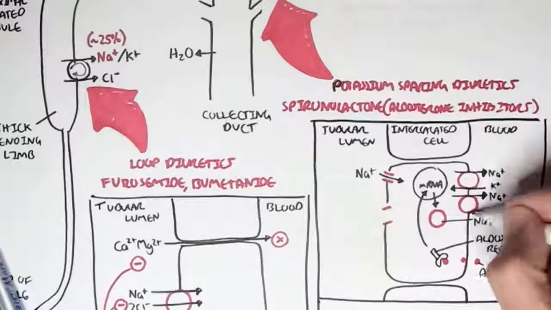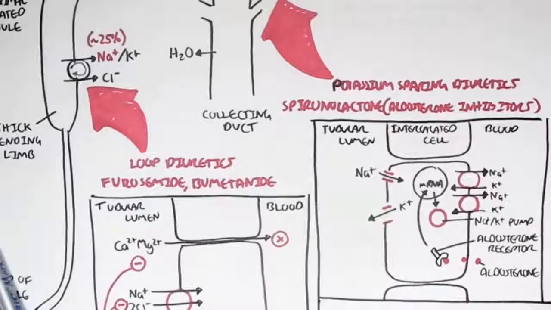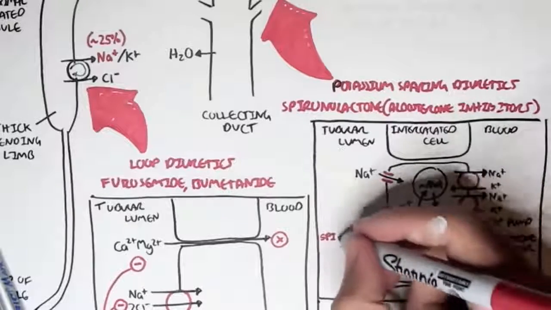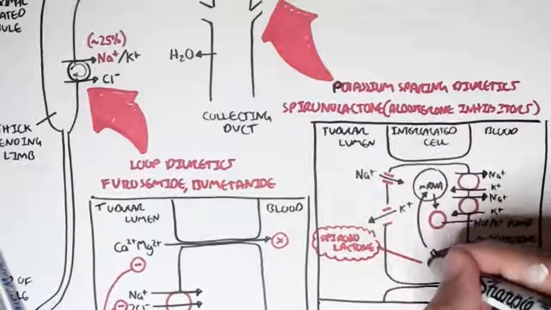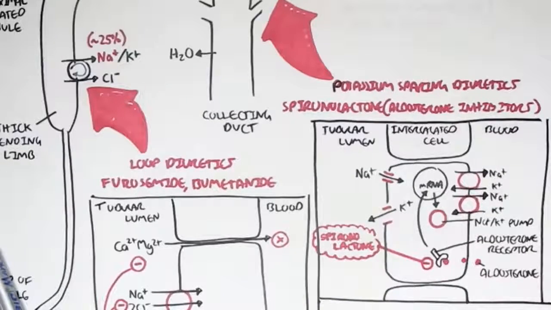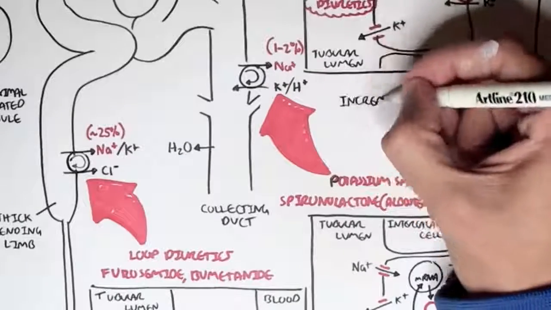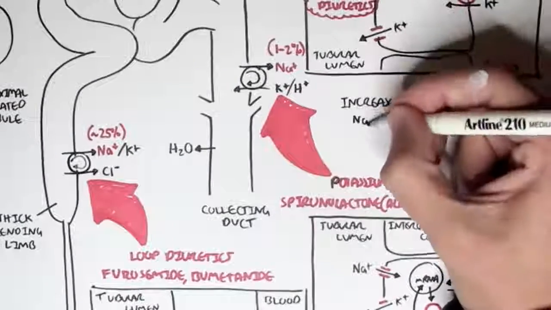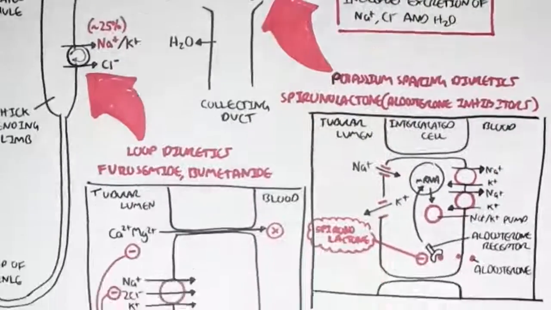What aldosterone inhibitors do, such as spironolactone, is that they inhibit this binding of aldosterone with the aldosterone receptor, or inhibit just the formation, and thus inhibit the production of the sodium-potassium pump, thus preventing the excretion of potassium, as well as the reabsorption of sodium. So overall, these potassium-sparing diuretics increase the excretion of sodium chloride and water, and therefore decrease blood pressure.